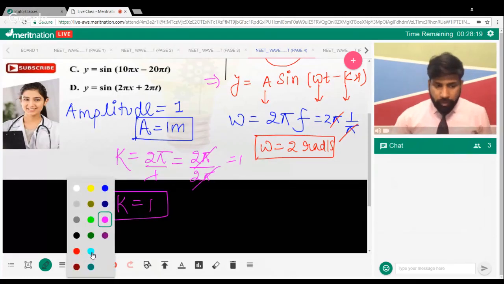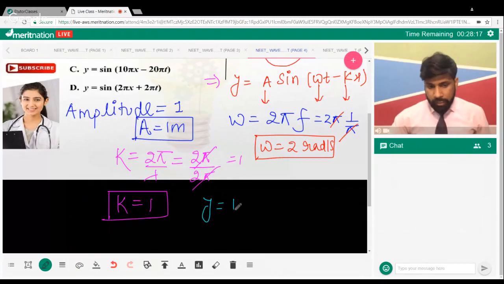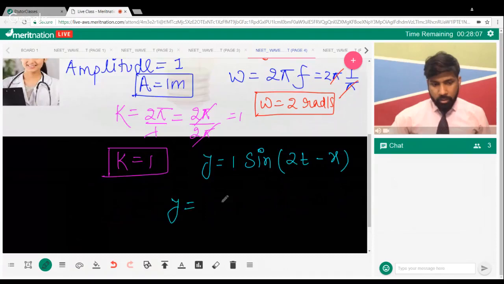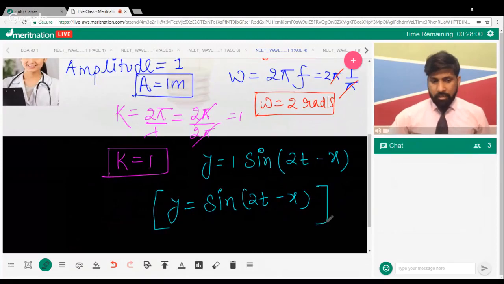So let's do that. Students, y equals a is 1, sine of omega is 2, so 2t minus k, which is 1, x. So this is our equation: y equals sine(2t minus x). Okay, so this is the answer. y equals sine(2t minus x).